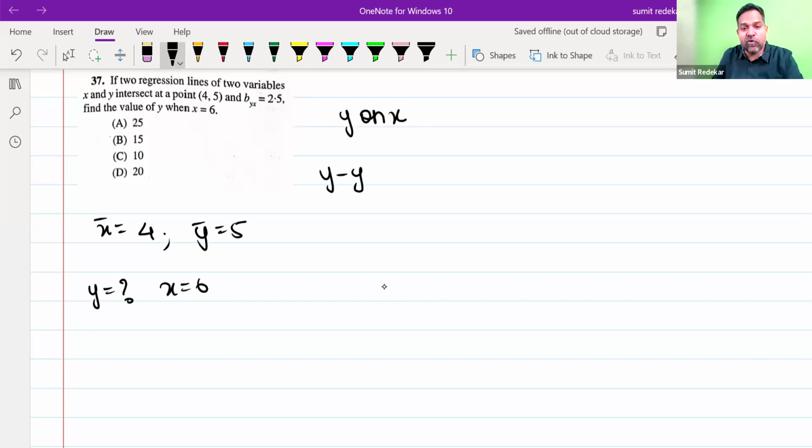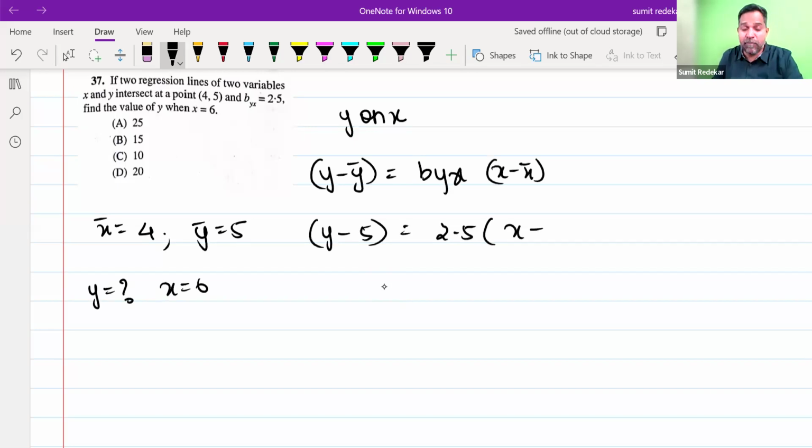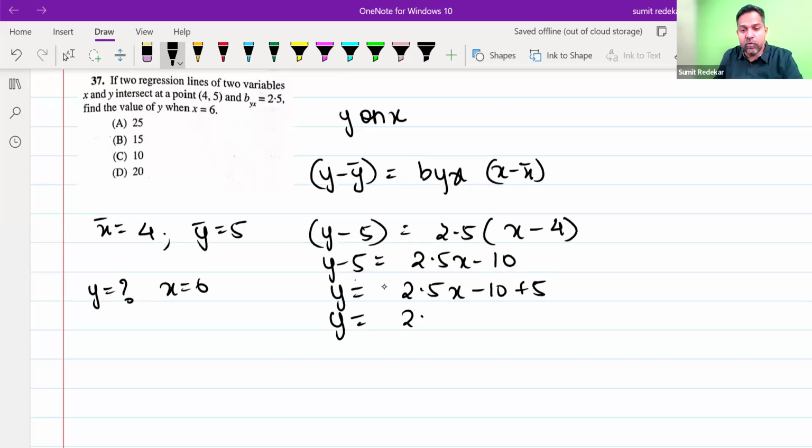And the line of regression of y on x is y minus y bar equals byx into x minus x bar, which is y minus y bar, which is 5, equals 2.5 into x minus x bar, which is 4. In the next step, y minus 5 is 2.5x minus 2.5 into 4, which is 10. Take the 5 to the other side. y is equal to 2.5x minus 10 plus 5. y is equal to 2.5x minus 5.